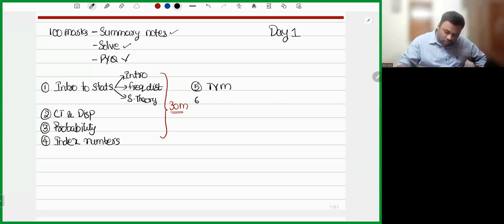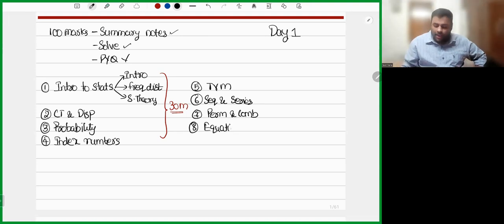Next, in the 6th chapter, we'll be doing sequence and series. After sequence and series, we'll be doing permutations and combinations. And after permutations and combinations, we will do equations. So again, these 4 chapters, 13 and 15, will have 28 marks. So by this time, how much have we covered? We have covered 58 marks of the syllabus.